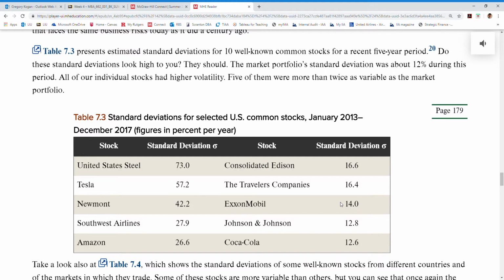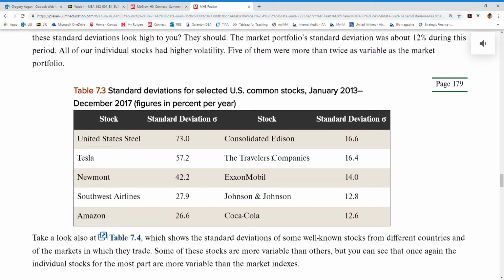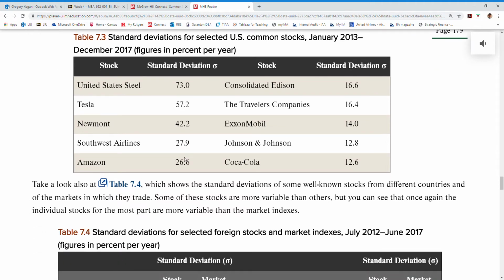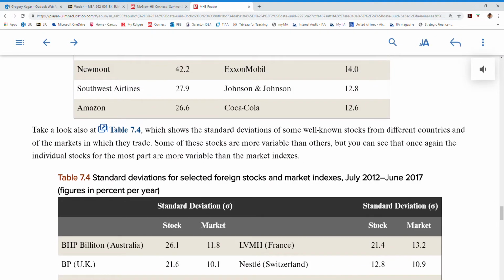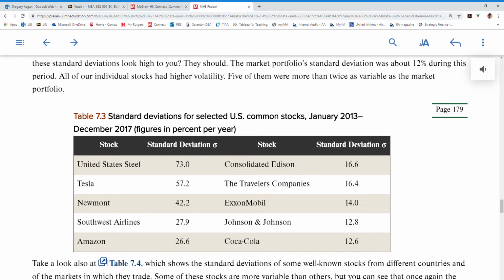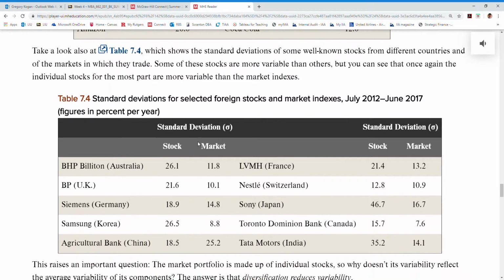And then in here we can see the standard deviation for selected U.S. common stocks, for specific stocks, for specific companies. And as you see, for specific companies the standard deviation is quite a bit higher because there's a lot more volatility. And this is where we can see, even internationally, the market standard deviation compared to the stock standard deviation. So you can see that the market overall has a much lower volatility than the actual equities, because some of them vary quite a bit.